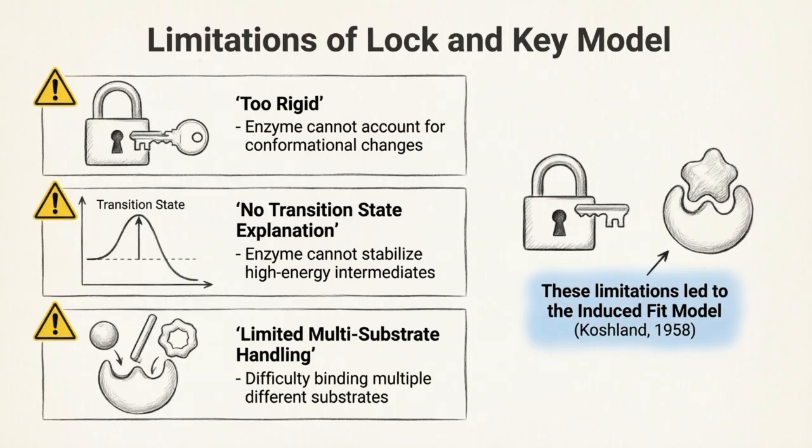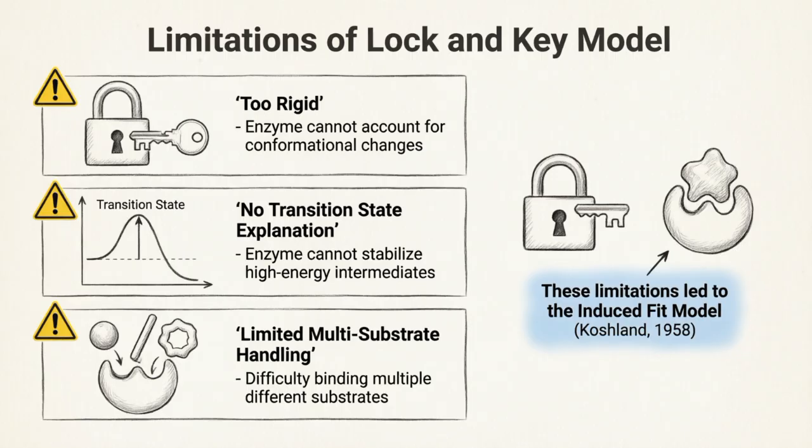Limitation 1, too rigid. The enzyme cannot account for conformational changes. Fisher's model treats the enzyme as a completely static, unchanging structure. But we now know that proteins are dynamic molecules, they constantly vibrate and shift shape. A rigid lock cannot explain how enzymes actually move to lower activation energy or release products efficiently. Real enzymes flex. They aren't frozen metal locks.